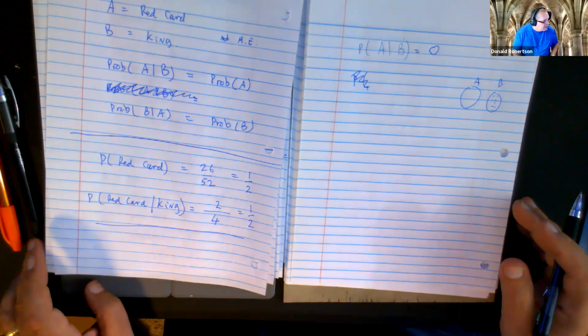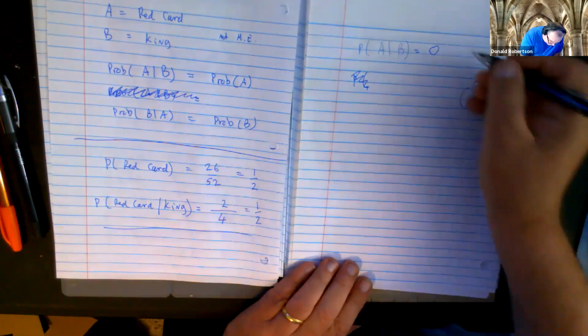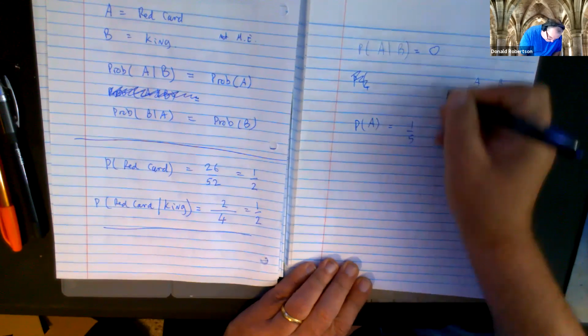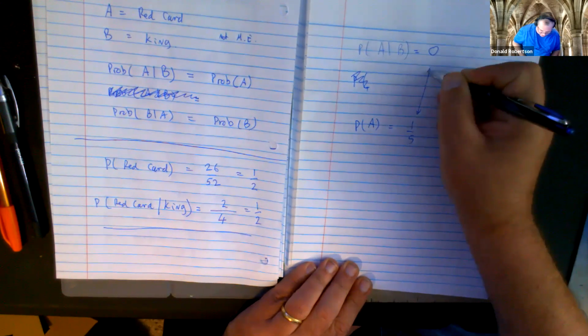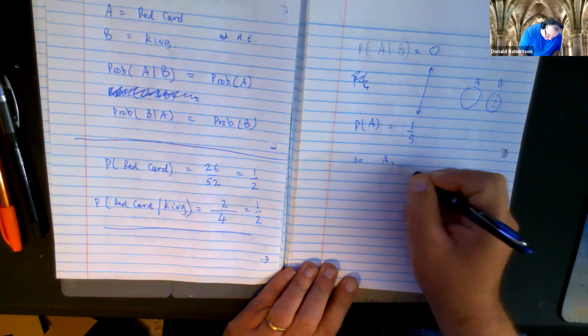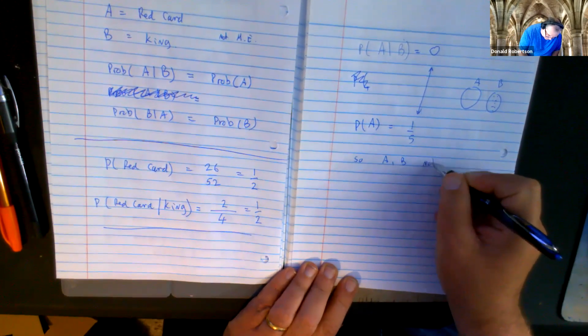Right? Now, what is the probability of A? Well, the probability of A is a fifth. Do you see that these two are not equal? So A and B are not independent.